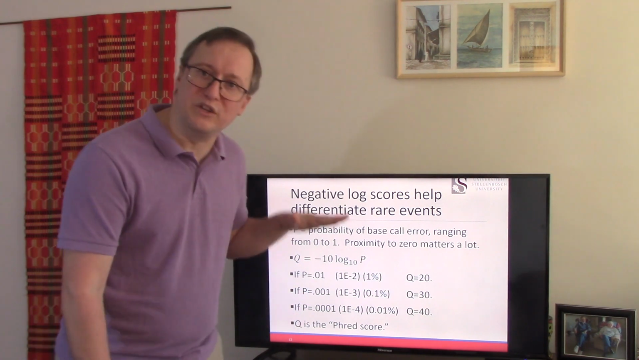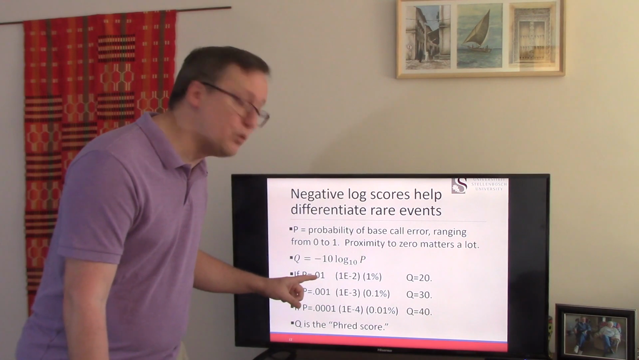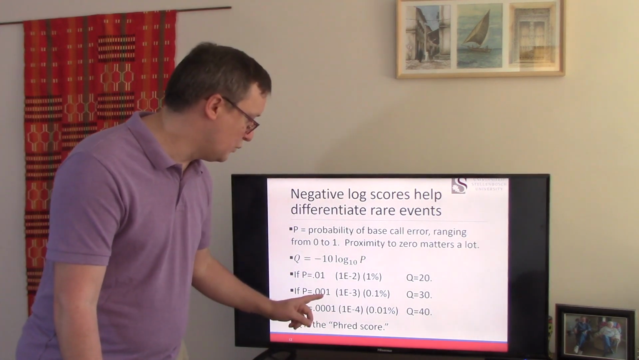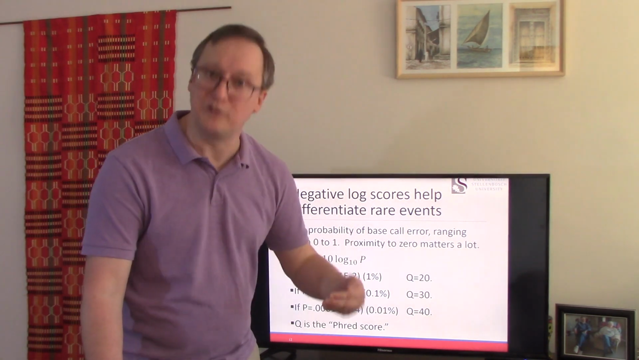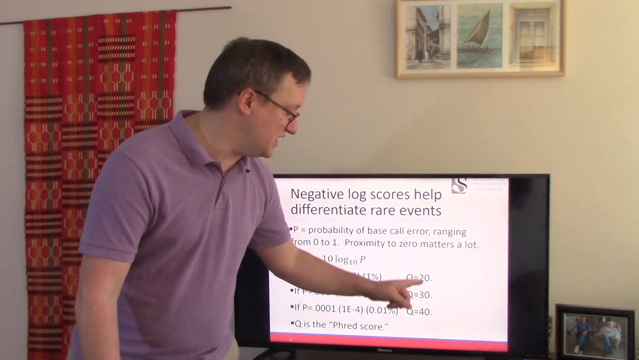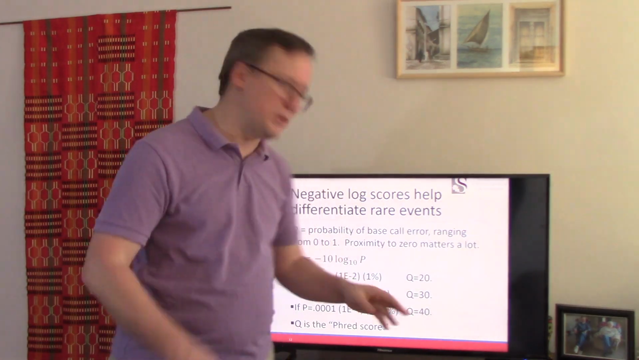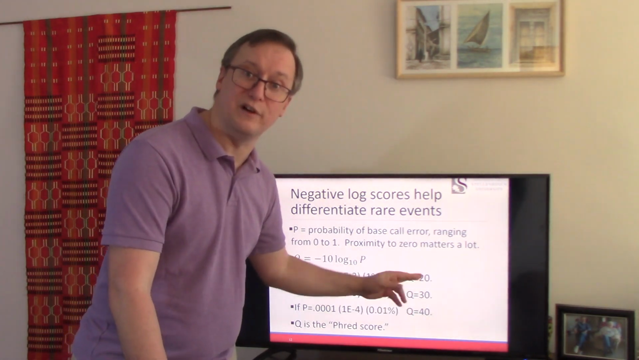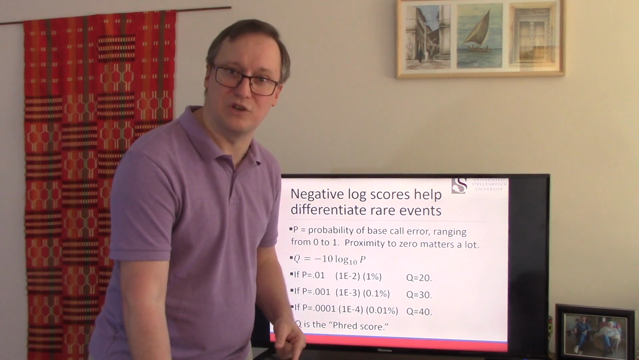Let's look at that as we drop the chance of error by tenfold at each step. So here we have a 1% chance of error. When we go to p of 0.001, we have a 1 in 1,000 chance of error. We see then that the Phred score has risen from 20 to 30. So on a linear scale, they were both crammed up against the zero, but on this negative log scale, they're differentiating from each other quite nicely. 20 represents a 1% chance of error.